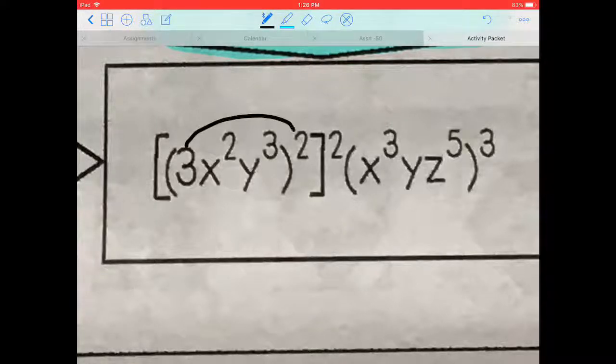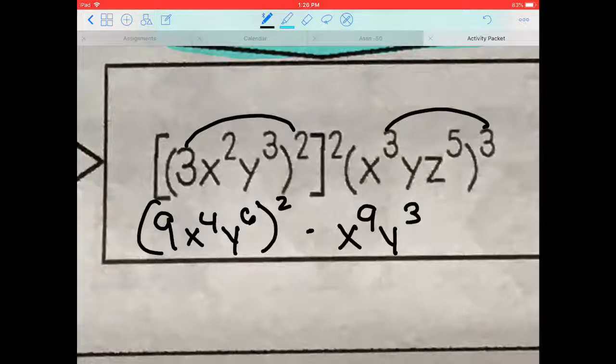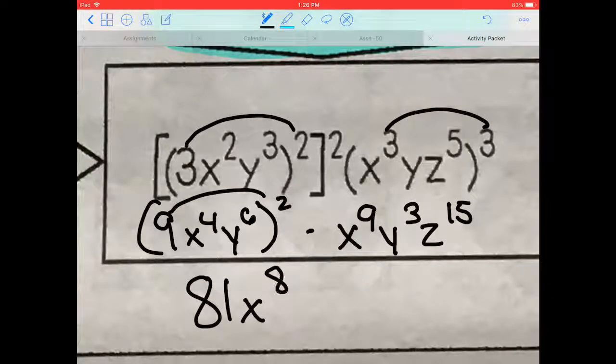So we're going to do 3 squared is 9. And then multiply your exponents, so x to the 4th, y to the 6th, and then that whole thing is still being squared because there's another exponent right here. So we'll do that in a second. The other one, let's see, x to the 9th, y to the 3rd, z to the 15th. All right, let's take care of this last power property. So 9 squared, this is 81, x to the 8th power, y to the 12th power. And then we're going to add up the exponents with this one up here.